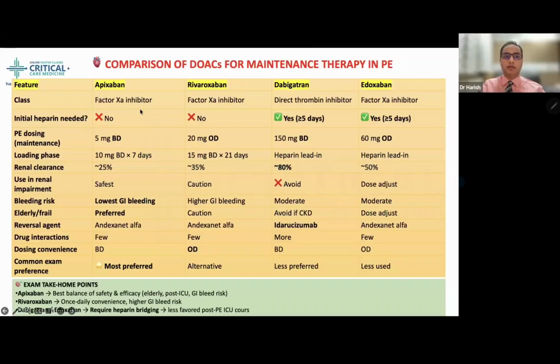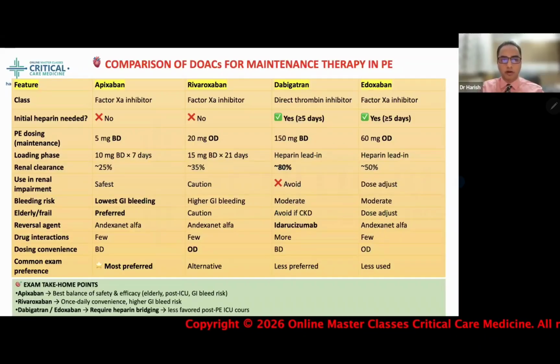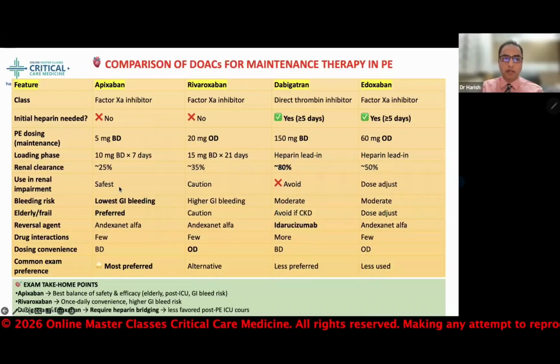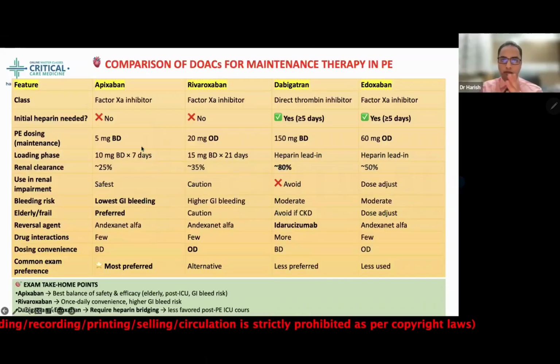So apixaban is a factor 10A inhibitor. Initial heparin is not needed. 5 milligram BD is the dosage. Loading dose 10 milligram BD for 7 days. Regarding renal clearance, if it is 25% or less, apixaban is not a good idea to be used. Among the DOACs, it is a bit safest, with lower GI bleeding risk. So preferred in elderly. It has a reversal agent called andexanet alfa. Drug interactions are few. Dosing and convenience, it is BD dosage. So the commonly preferred agent in the postoperative period is apixaban.